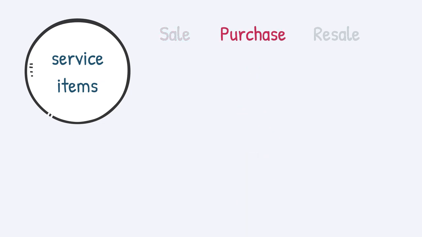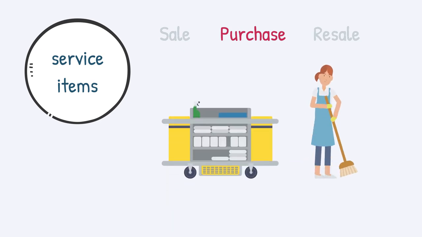Services for purchase, on the other hand, would be services that your company purchases from another business without intending to sell the service. For example, maybe you pay a cleaning company to clean your office once a week. This would be a service that you only purchase.